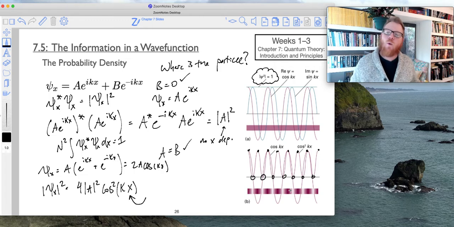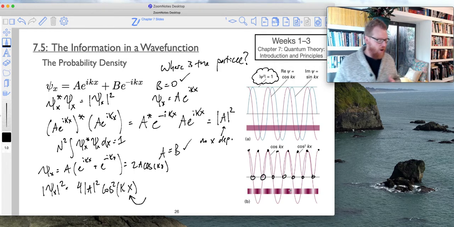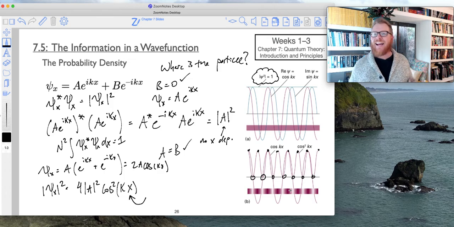Okay, so what we're starting to get at are more of these guidelines of what should be acceptable wave functions. All the same, we're still going to play with what I'll call the trial wave function, A e to the ikx plus B e to the negative ikx, as a means of feeling our way around this quantum mechanics.